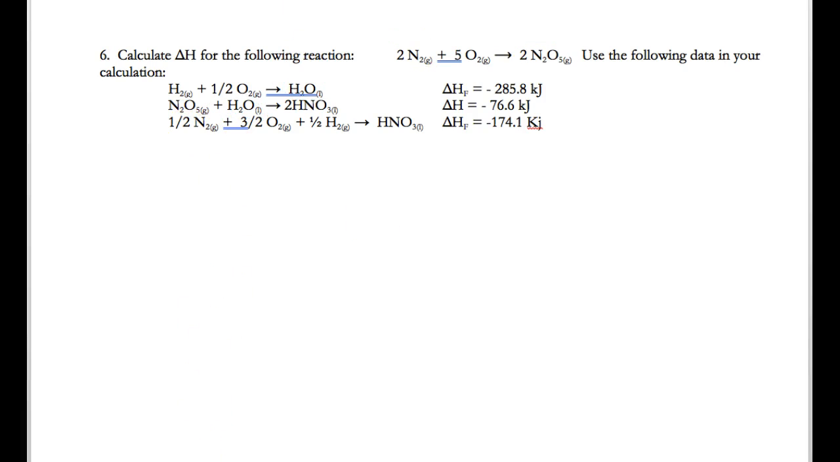So if we sort of step back from this and say that this top reaction is going to be multiplied by negative 2, that the second reaction is going to be multiplied by negative 2, and that the third reaction is going to be multiplied by 4, then what we end up with is an overall answer of positive 28.4.